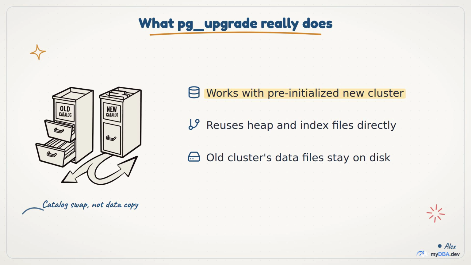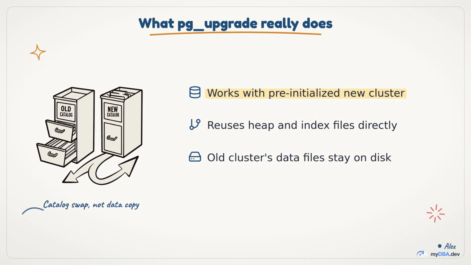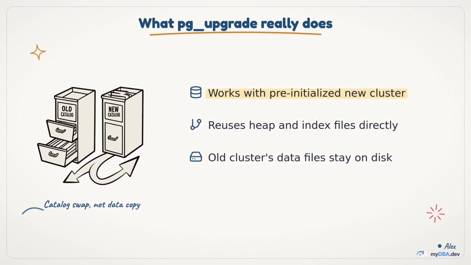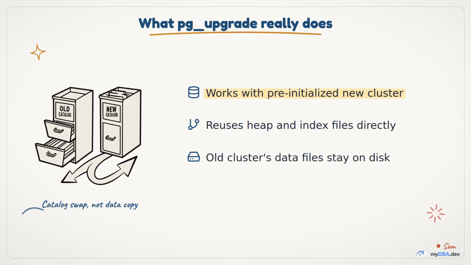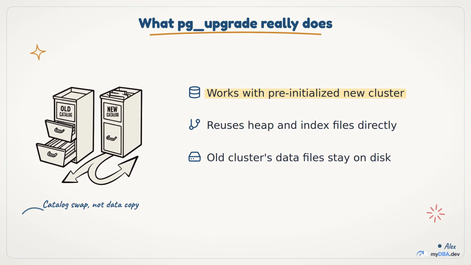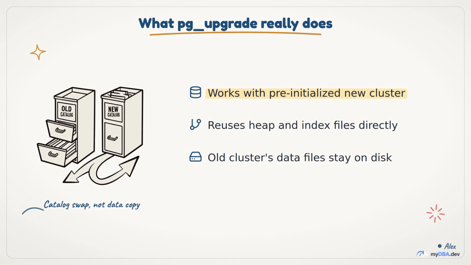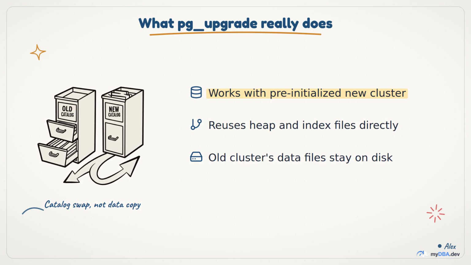It preserves your table and index OIDs so it can point the new catalog at your existing data files. The heap files and index files themselves, they don't change format between most major versions, so Postgres can read them directly. So the new cluster is just a fresh catalog pointing at the old cluster's files? Exactly. That's why it's so fast. The old cluster's data directory stays on disk. You can even keep it as a backup until you're confident.